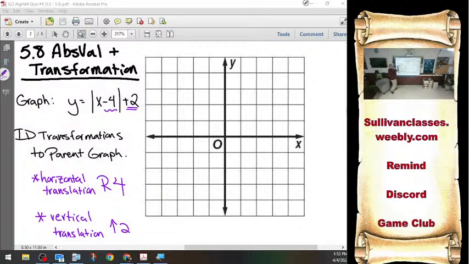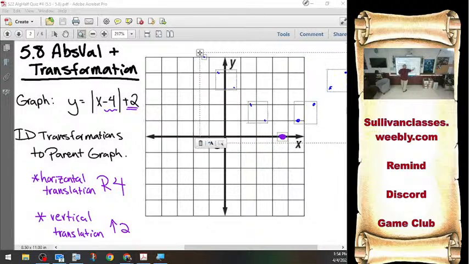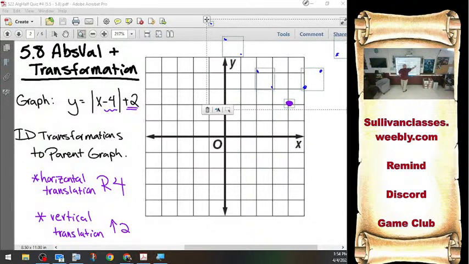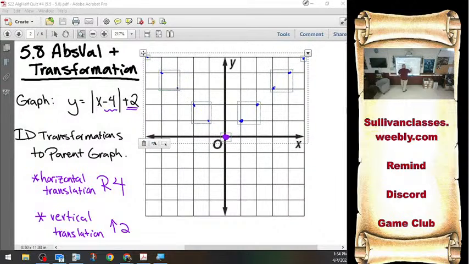That means my vertex that would have been right smack in the center of the graph, 0, 0, gets moved along with every single one of the points on the graph. Now I could have had the rest of the points on my graph and I could just move all of these points right 4 up 2. And that was the way that we did it when we started with, here's the parent graph, now move it.